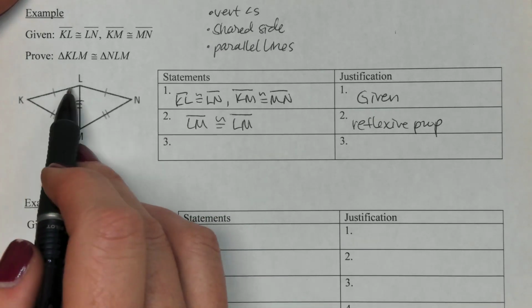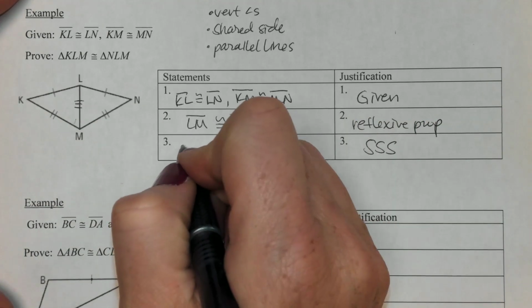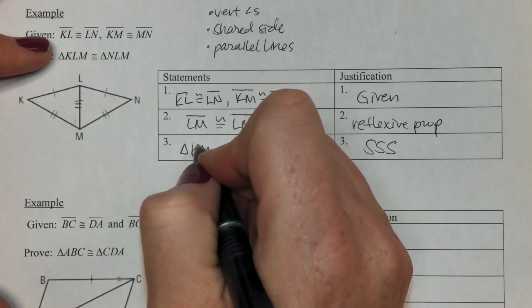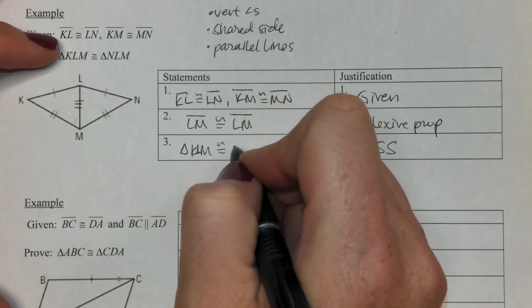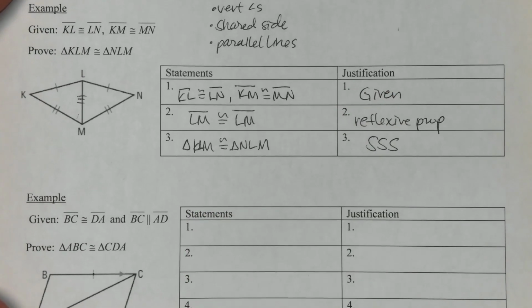And then as part of this triangle, now I can see that this is a side-side-side triangle. So these triangles are congruent. The last step is always what you're trying to prove. So KLM, whoops, stick an L in there, is congruent to triangle NLM. And that's your first geometry proof.